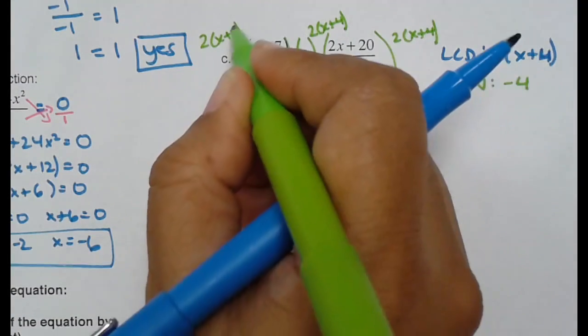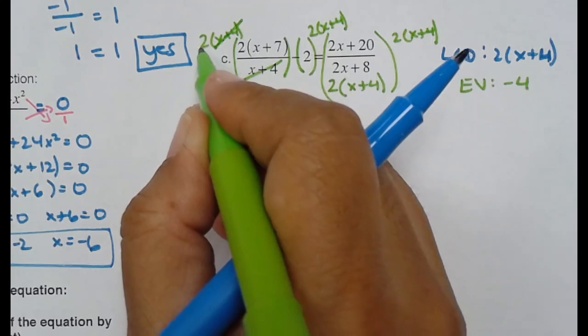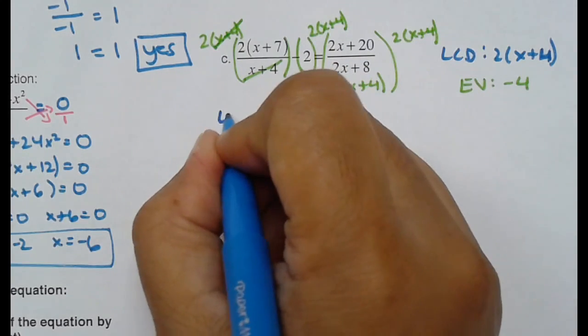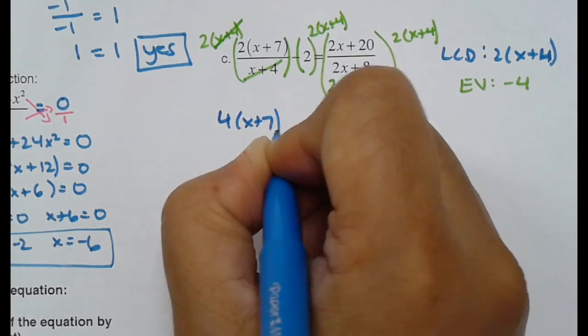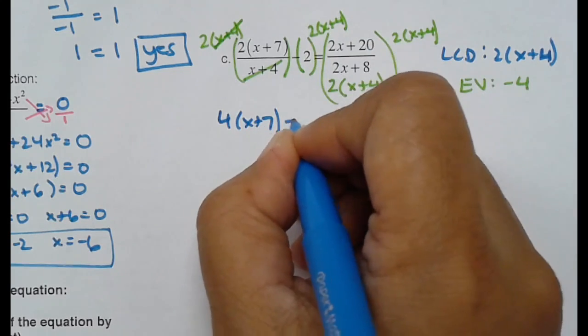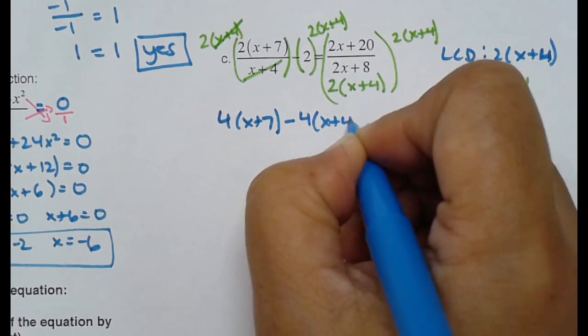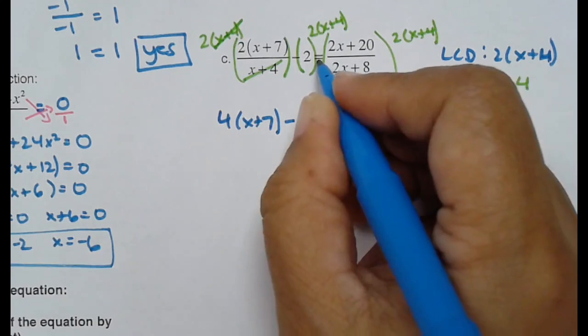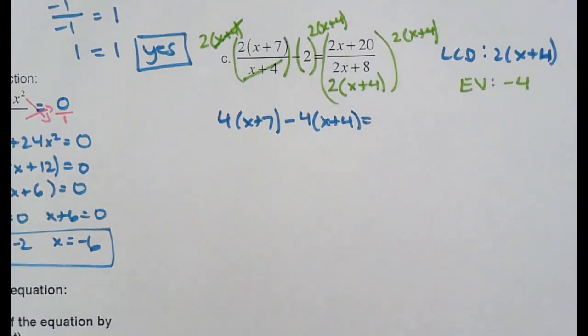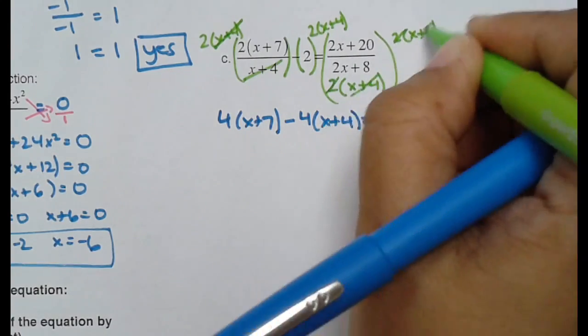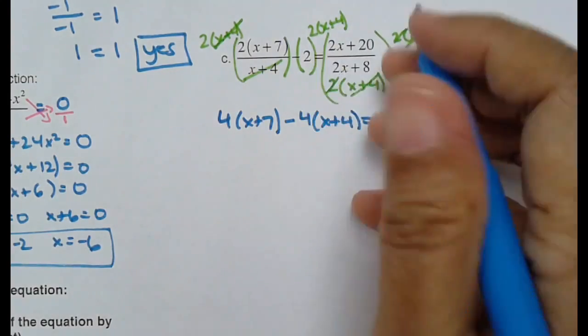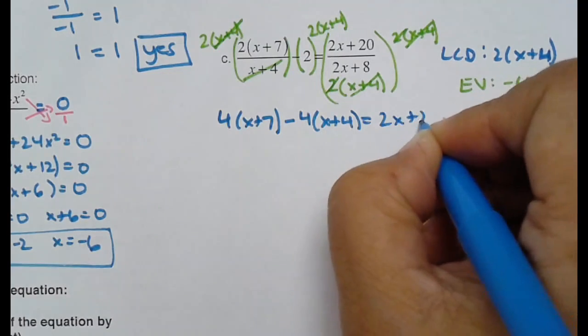So the x plus 4 cancels. I still have the 2 there, so 2 times 2 is 4 times the x plus 7. Over here, nothing cancels, so I'm going to have to multiply this out. 2 times 2 is 4, and I have an x plus 4. All right, at that equal sign, the 2's cancel and the x plus 4's cancel. So everything cancels, and we're just left with the numerator, 2x plus 20.